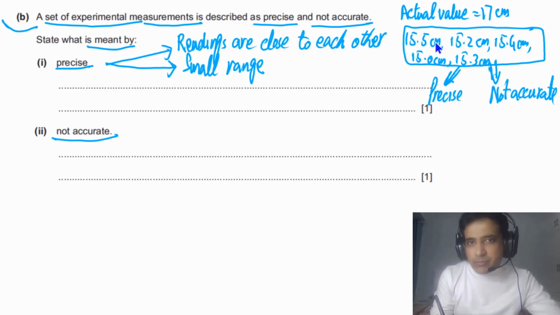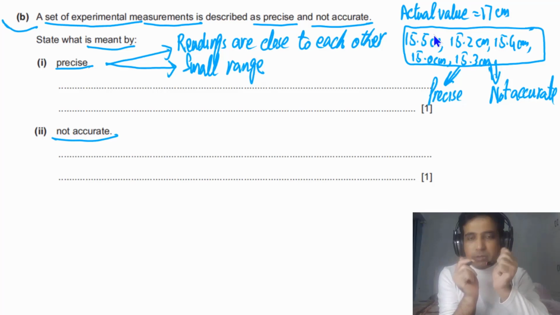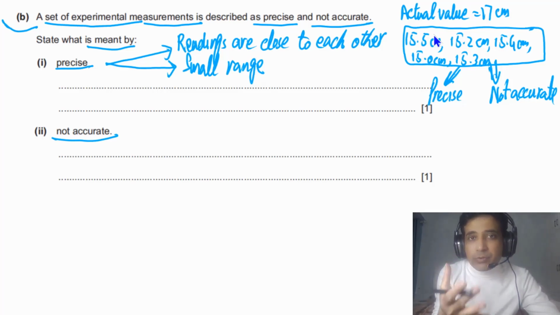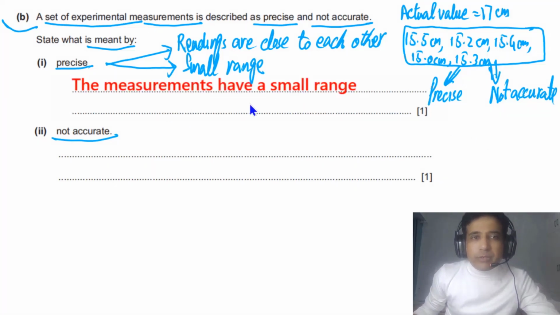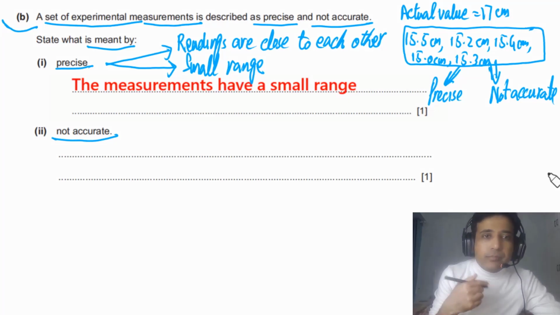So this data is precise because readings are close to each other and the range is small. Let me show you how you can write the answer. You can simply say the measurements have a small range. This is how you can define precision, or you can say measurements are precise.